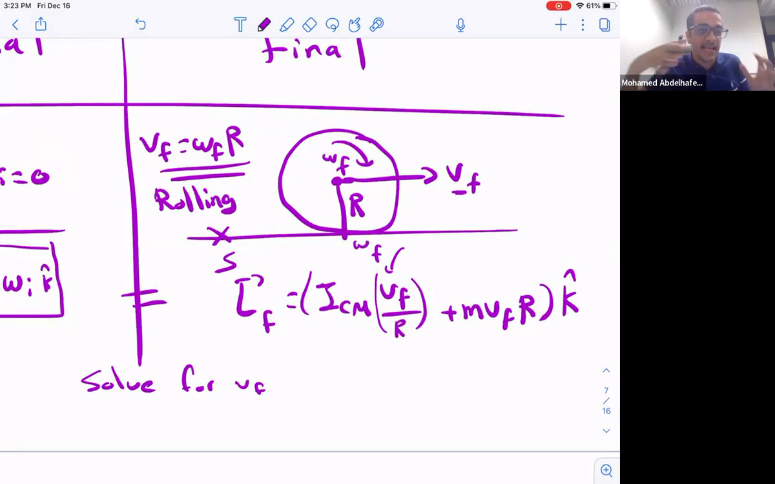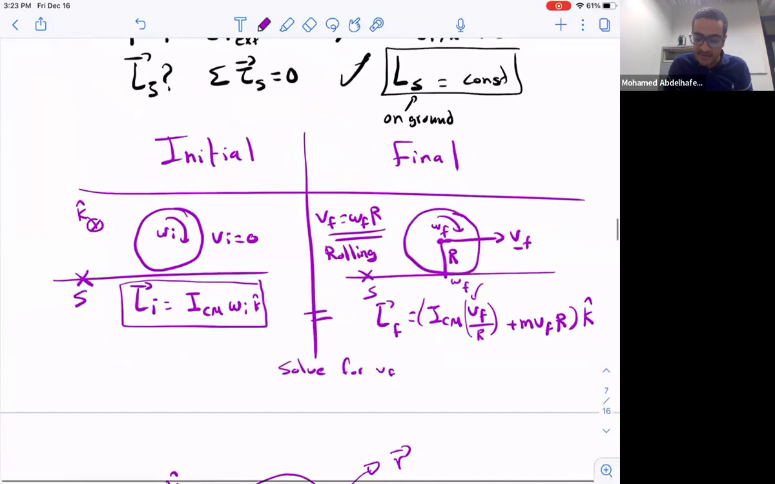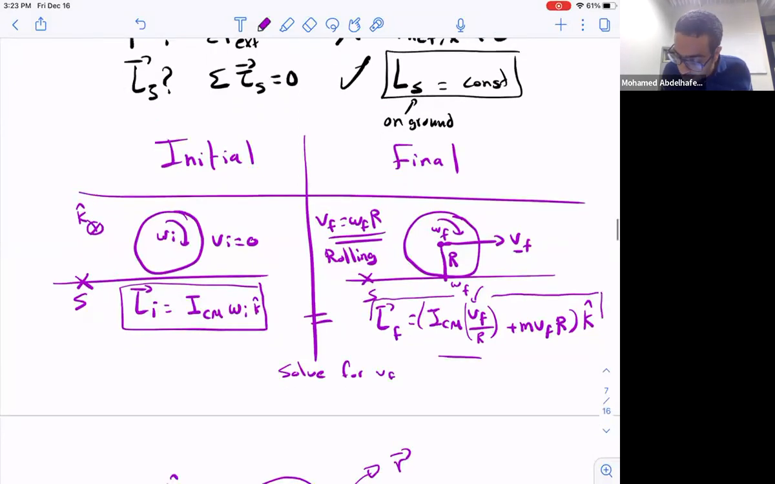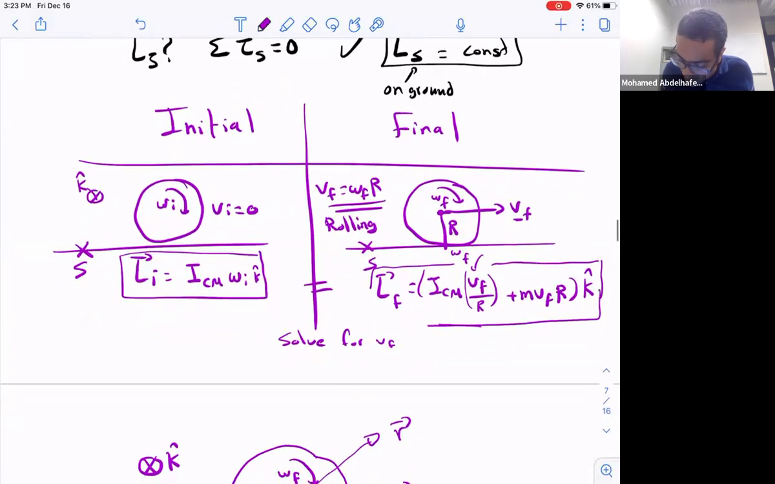So in these examples where you're translating and rotating, both exist, and both are angular momentum. In that case, the initial one just had I omega because it was just spinning, not translating. And the final one has both types because it's both translating and rotating.